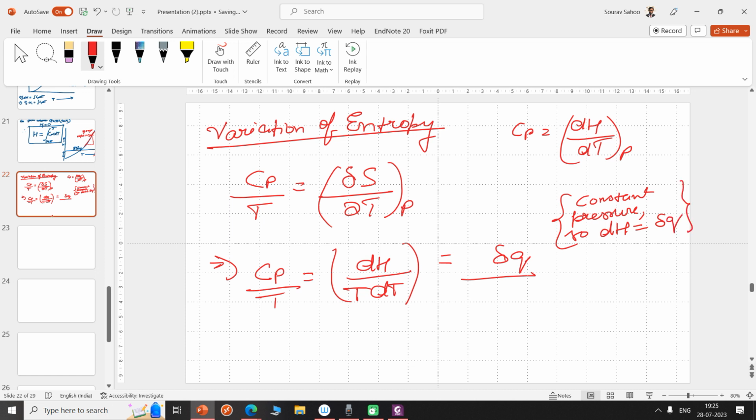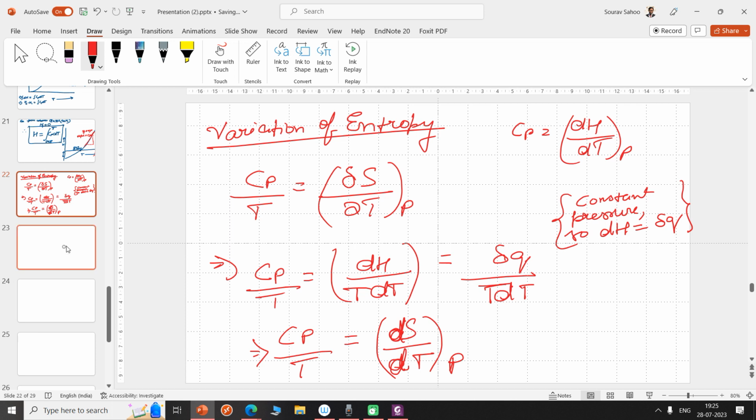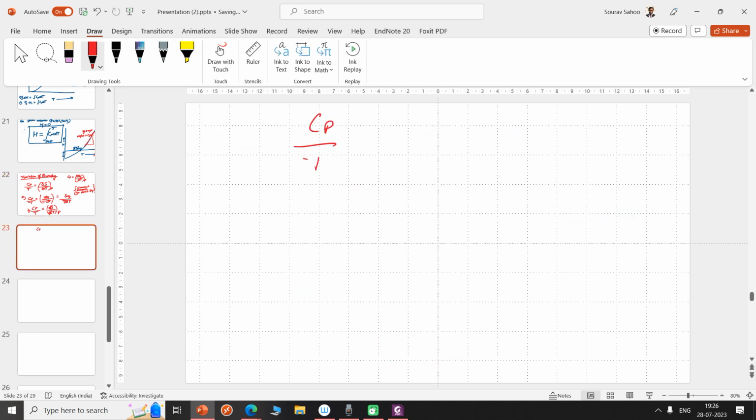So dq by T, and this dq by T is itself what the second law of thermodynamics gives us, a beautiful thing. We call it the entropy, and it's the entropy dS by dT or dou S by dT. So this is actually the entropy change with temperature at constant pressure, right? So from this I can get Cp by T is equal to dS by dT at constant P.